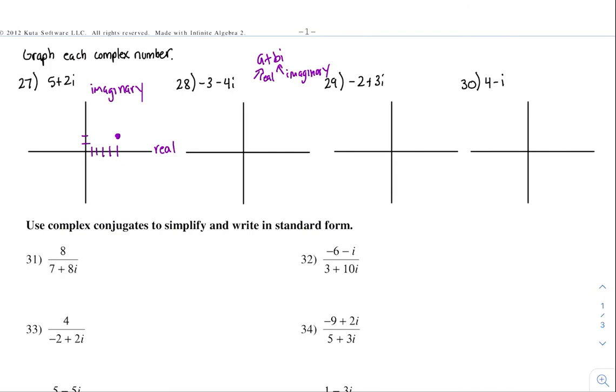Okay, this one, 28. Negative 3 is real, so you go left on the x-axis. And then for negative 4i, you go down on the y-axis. So you get negative 3 minus 4i. 29, negative 2 is the real number, so you go left 2, and then 3i is 3 up. So negative 2 plus 3i. And lastly, 30, 4 is a real number, so your real number is on the x-axis, so 1, 2, 3, 4, and negative i is negative 1 on the imaginary axis.